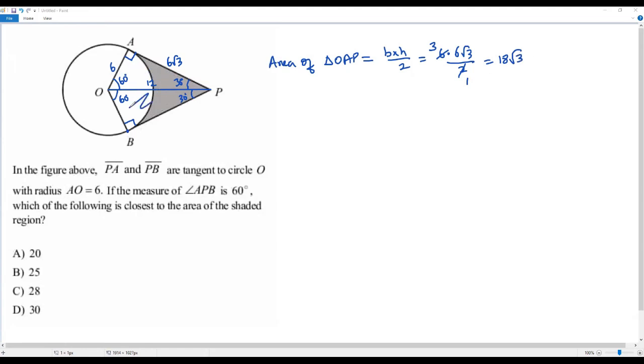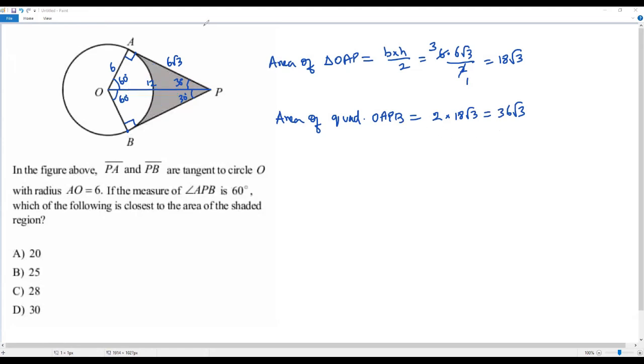The same area will hold for this right triangle as well, because these two right triangles are congruent. Okay, now to get the area of this quadrilateral OAPB, we have to multiply the area of the right triangle OAP by 2. Area of the quadrilateral OAPB equals 2 times the area of one of the right triangles, that is 18 times square root of 3, that is equal to 2 times 18, which is 36 square root of 3. Okay, here I got the area of this quadrilateral OAPB, that is 36 square root of 3.